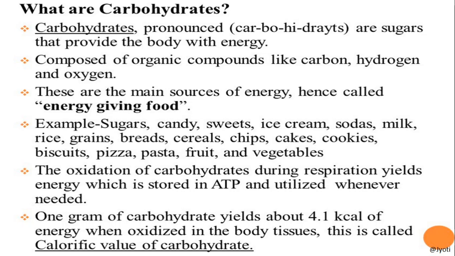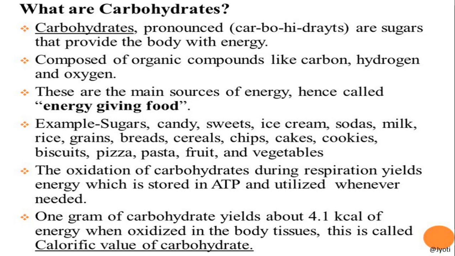Some examples of carbohydrates are sugars, candy, sweets, ice cream, sodas, milk, rice, grains, breads, cereals, chips, cakes, cookies, biscuit, pizza, pasta, fruit and vegetables. So in almost all food we get carbohydrate. The oxidation of carbohydrate during respiration releases energy which is stored in the form of ATP, and this ATP is utilized by our body cells or tissues whenever required.